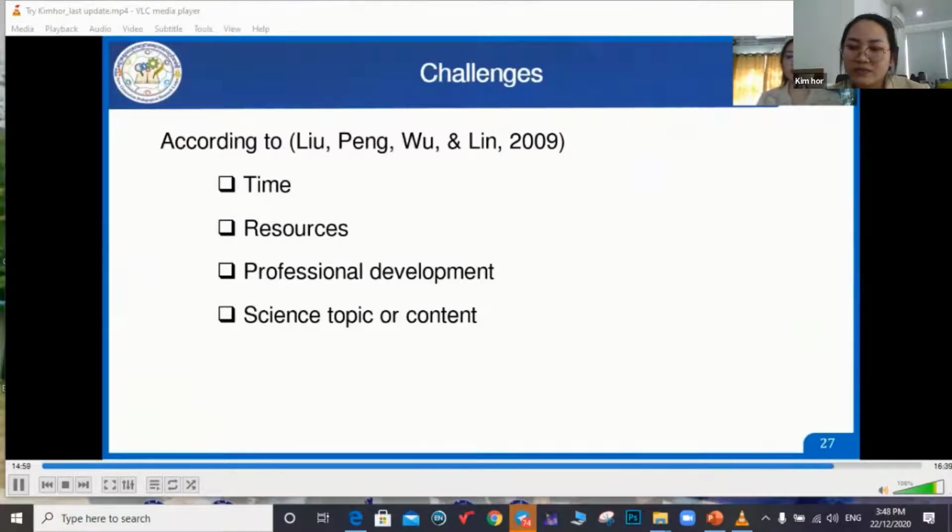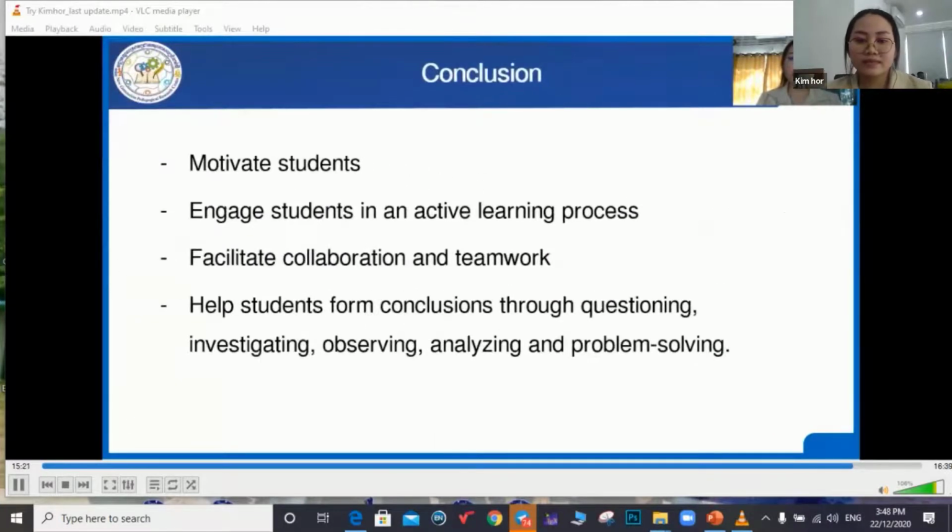Professional development in here is really important, because teachers cannot apply 5E in the classroom without getting the training or workshop. And for the science topic or content, it means not every content is one that teachers can apply 5E to in the lessons. And here is my conclusion.